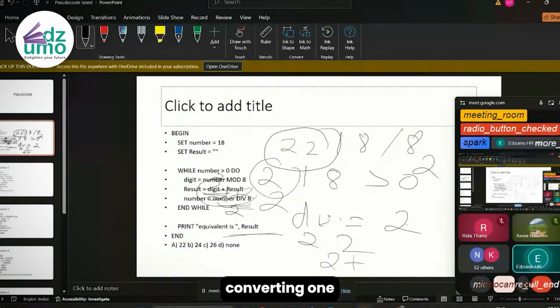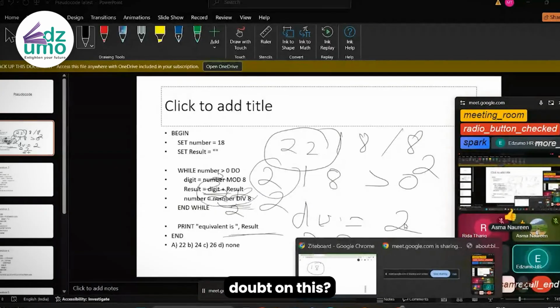So here, we are converting one number system to another. We are converting the number to base 8, which is octal. Clear? We are converting the number from decimal to octal. Octal means base 8. Understood? Anyone having any doubt on this? It's a very important type of question for pseudocode. You have to understand the number conversions: binary to decimal, decimal to binary, decimal to octal, and maybe hexadecimal. Once you understand these conversions, you can straight away write the logic.